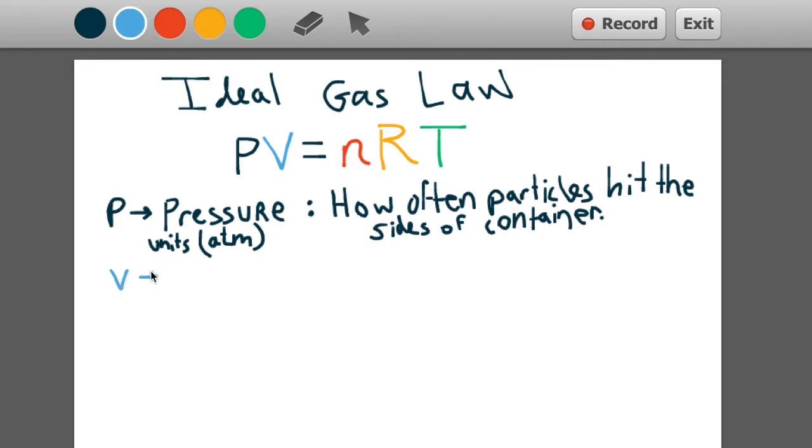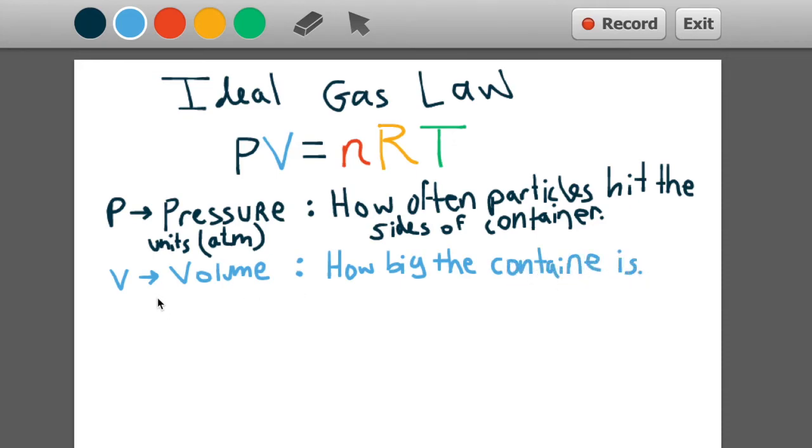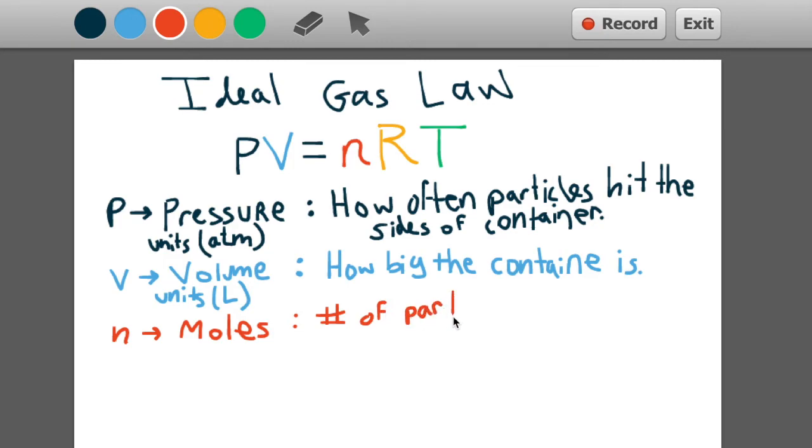V represents volume in this ideal gas law formula. Volume is essentially how big or small the container is that contains the gas particles. We use the unit of liters to describe volume. N in this formula represents the number of moles. Moles is the number of particles of gas that we are working with. And like you might guess, the unit for moles is MOL, or mole.